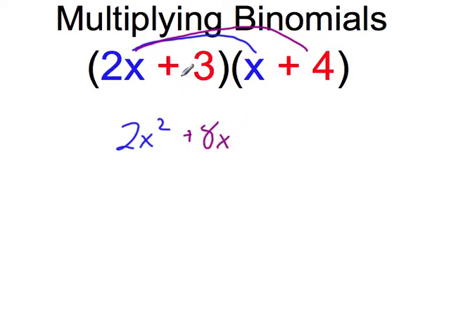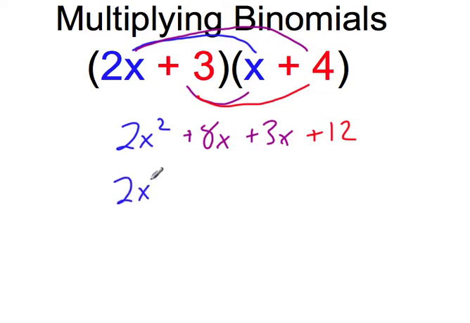Now it's the 3's turn. So 3 times x, again, that's going to give us a purple term, so that's going to be 3x. And then 3 times 4, two red, so it just stays red, is 12. Once again, we combine all of our like terms. 2x squared, there's no other x squared term to combine with, so that just stays 2x squared. The 8x and the 3x can combine to give us 11x. And then there's no other constant to combine with the 12, so it just stays 12.